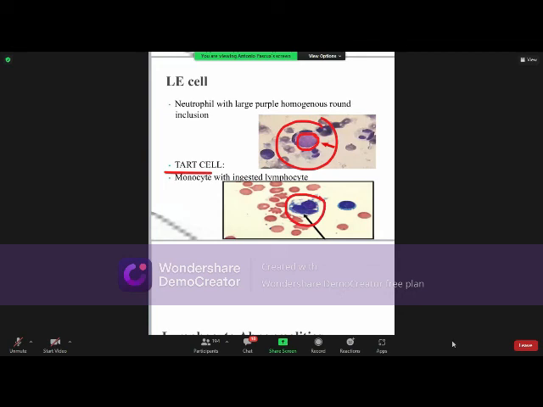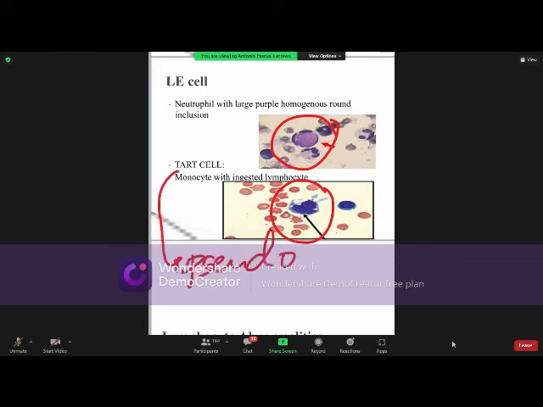So sir, bakit niya in-ingest yung lymphocyte? Probably because your lymphocyte is infected with something. Kung virus man yan or whatsoever. Okay? But both ways, pareho silang merong bilog sa loob. Kaya sometimes, they are confused with one another. They are mistaken as an LE cell or as a TART cell. Kaya yung TART cell na to sometimes is known to be as pseudo-LE cell.